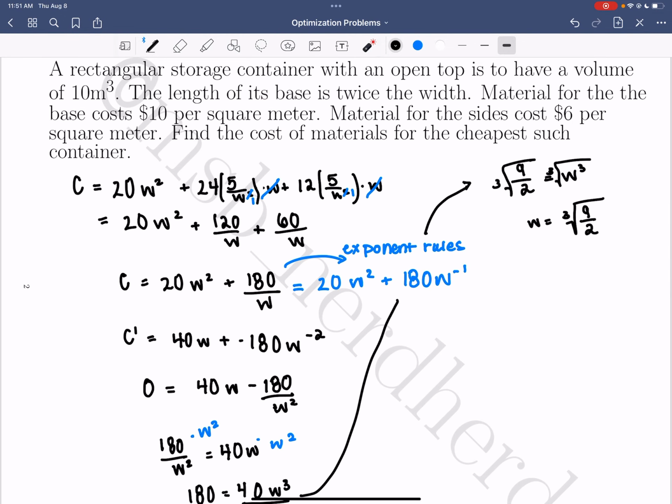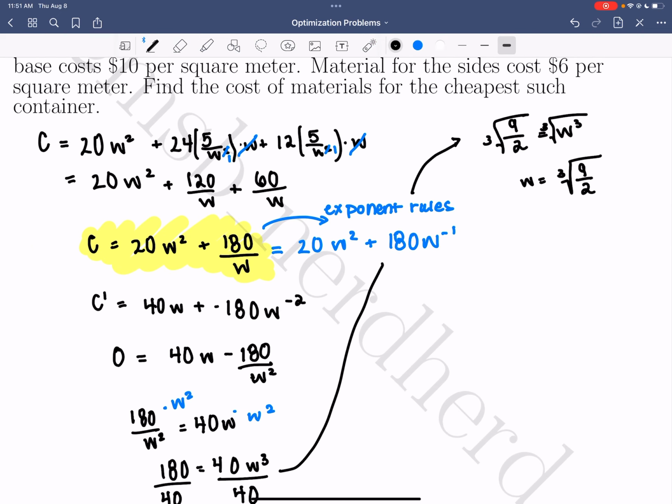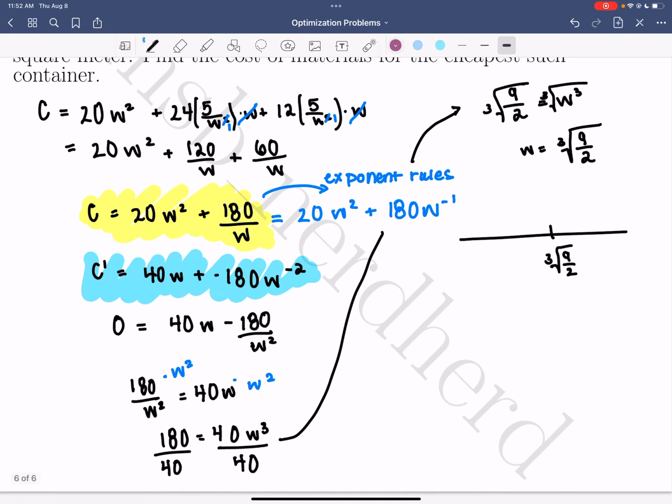All right, let's look back at the question. It asks for the cost of the materials. So we have to go back to our cost equation, which is right here, and figure out whether this is a minimum. First things first, to figure out whether it's a minimum, we have to do a good old sign chart. So this is the cube root of 9 over 2. In our sign chart, we plug into our derivative. So we're going to be plugging into this part. Oops, this part. They're technically the same thing, but I don't want the one where it's equal to 0.